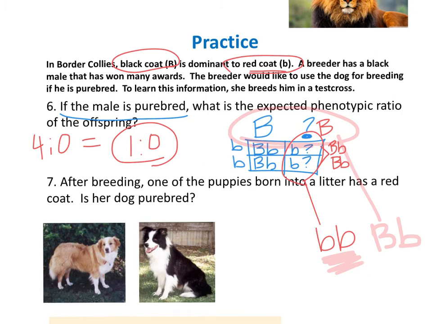So question 7 is asking me, is the dog purebred? Well, if it's big B, little b, that is heterozygous, so no, it would not be purebred.